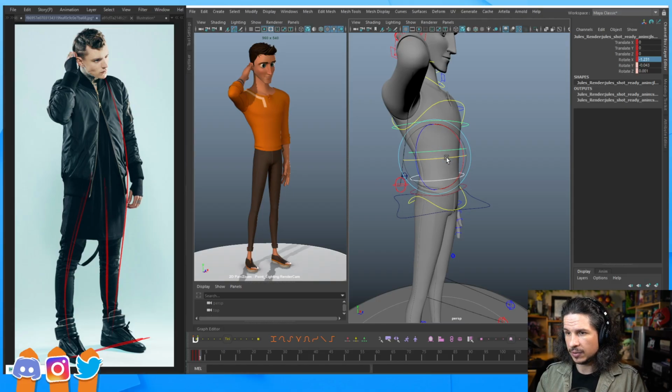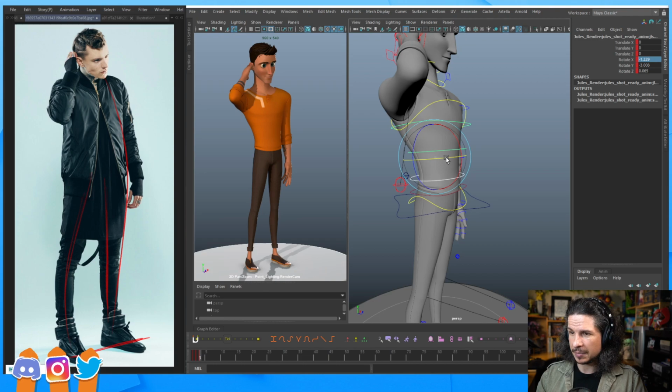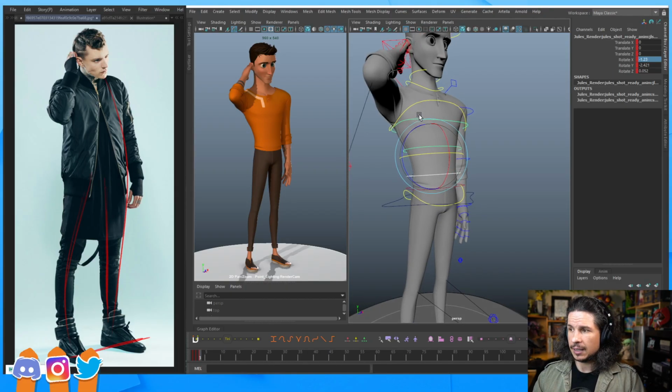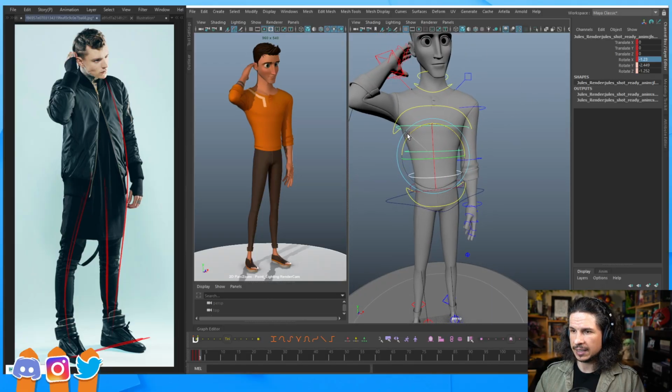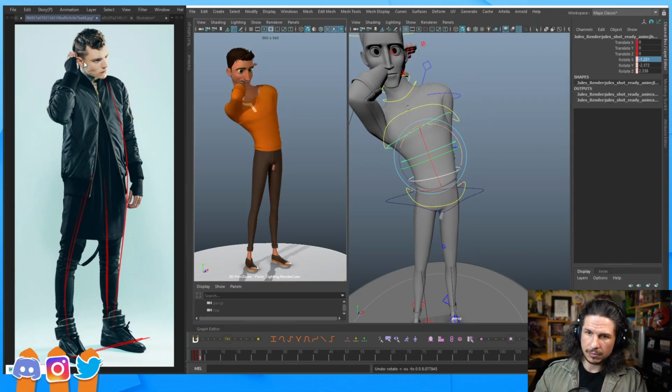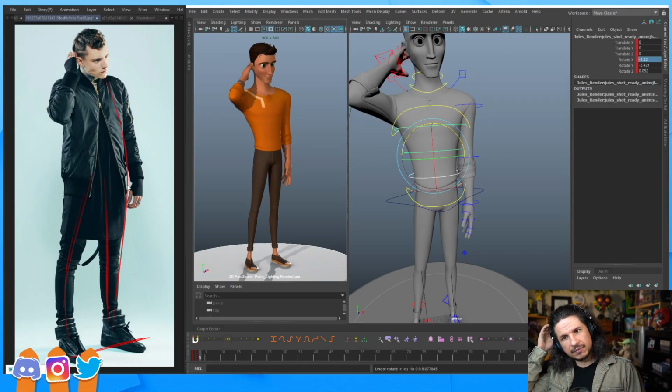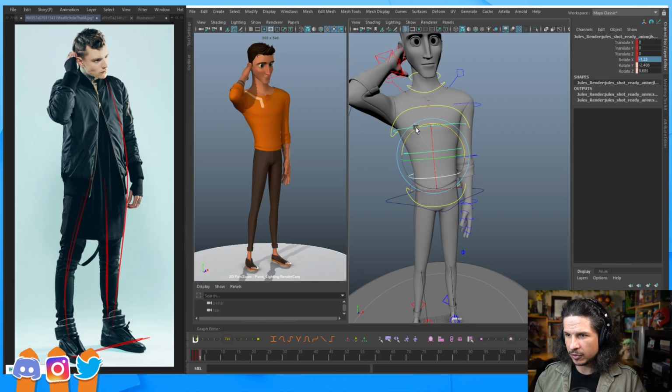So let's twist this back just a little bit. This is a very subtle pose, and you could exaggerate if you want, but I want to keep it kind of subtle just to show how much of a difference it does. So we've got that. And then we need our rotate Z right here. Now, as we can see, he's kind of leaning this way. So I can maybe just push that a little bit more here. It'll help push that line of action just a bit.